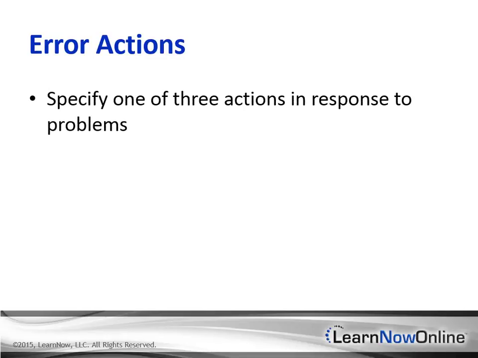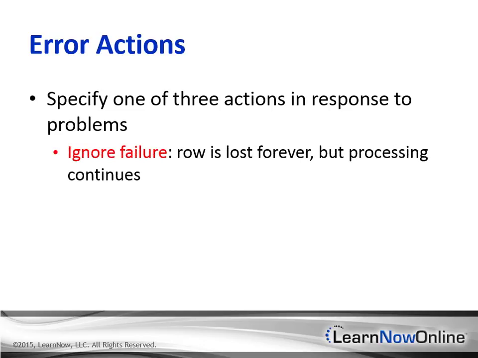Error outputs let you specify one of three actions for the data flow pipeline in response to a problem in a row. You can configure any of these three options when a row causes an error. The first is to ignore the failure. The row is effectively lost from the data flow pipeline, and the component continues processing as if no problem occurred. Use this option with caution. Losing rows could compromise data integrity at the destination.